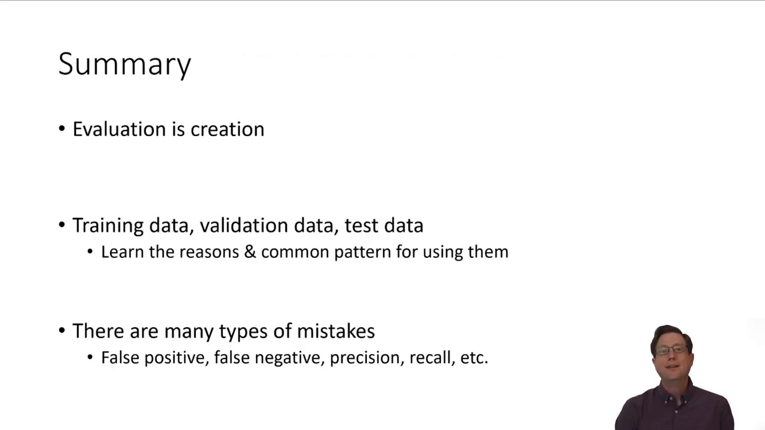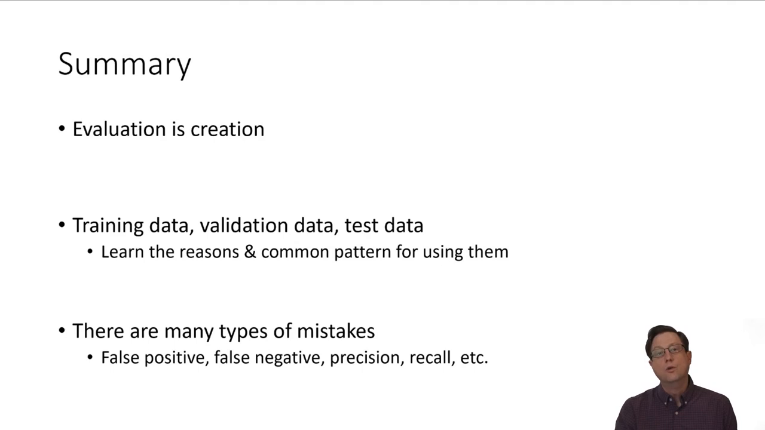All right, in summary, evaluation in machine learning is creation. This is because you have this crazy algorithm that's taking in data and the output that you want for the data, and it's trying to spit out a program. It's a little bit mysterious. So the act of a professional machine learner is to get on that algorithm's back and watch it very carefully and be hyper certain of what it's doing. To do that, you have to get all of these tools and tricks for evaluation.